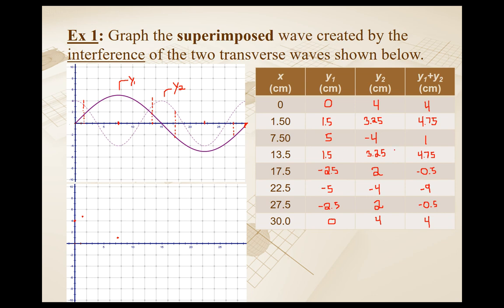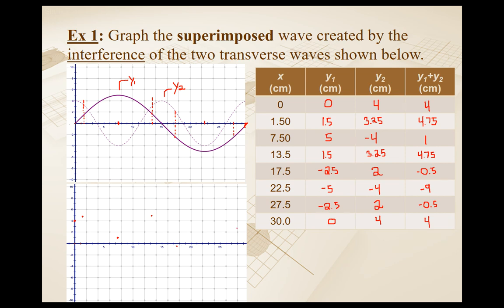Okay, and then at 13 and a half, we're up again to 4.75. So again, 13 and a half is about right here. We're going to go up to 4.75, which is located about there. And then the next point, 17 and a half, we're just a little bit below the x-axis. So here's 17.5. So we're at negative 0.5, which is going to be located here.